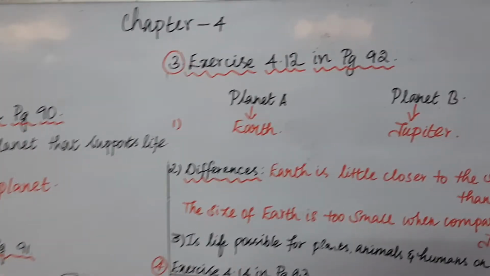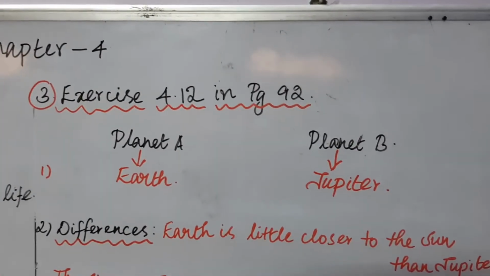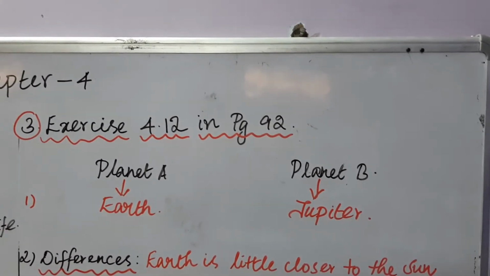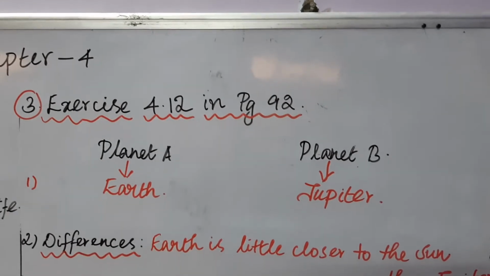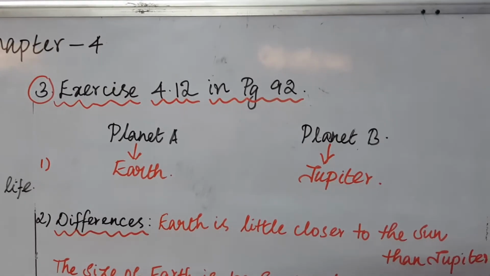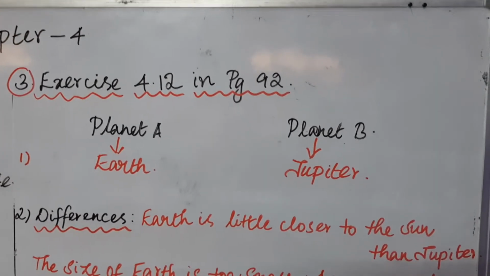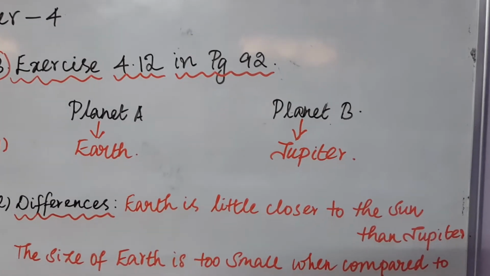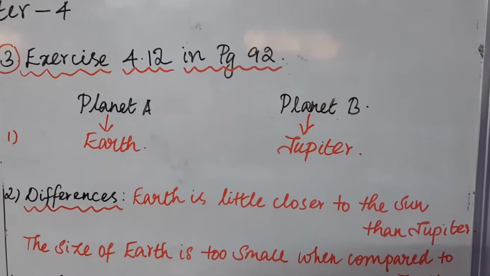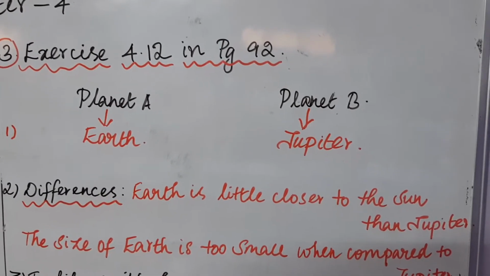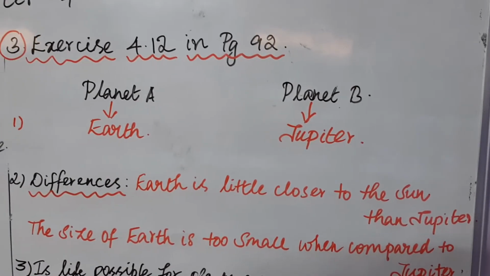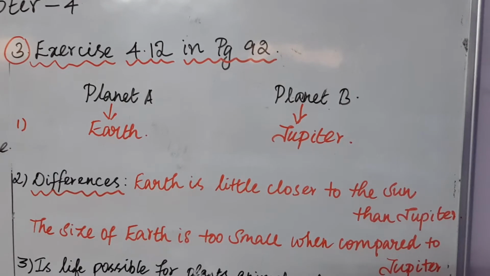Moving on to the third exercise, which is exercise number 4.12 on page 92. We have 2 planets, planet A and planet B. You guys got it right. Planet A is Earth and planet B is Jupiter. You are supposed to find out the difference between these two. Earth is a little closer to the sun than Jupiter. This is one difference. And when compared to the size of these 2 planets, Earth is much smaller than Jupiter. So these are the 2 differences that I have mentioned here.